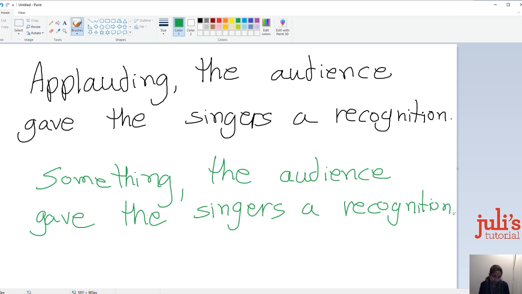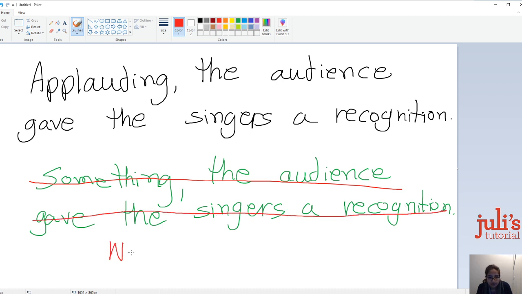That sentence does not make sense. What? Why are we saying something right before this sentence? We could have just said the audience gave the singers a recognition. So it doesn't work. Not a gerund. Does that make sense to you guys?